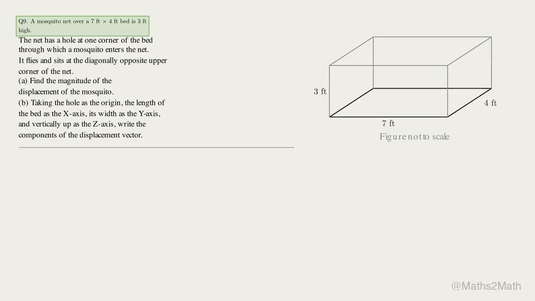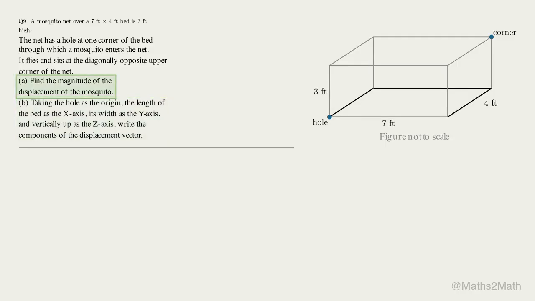Question 9. The mosquito net. A net over a 7-foot by 4-foot bed is 3 feet high. A mosquito enters through a hole at one corner of the bed and sits at the diagonally opposite upper corner of the net. We need the magnitude of its displacement and its components along the bed's length, width, and the vertical. What does this mean?